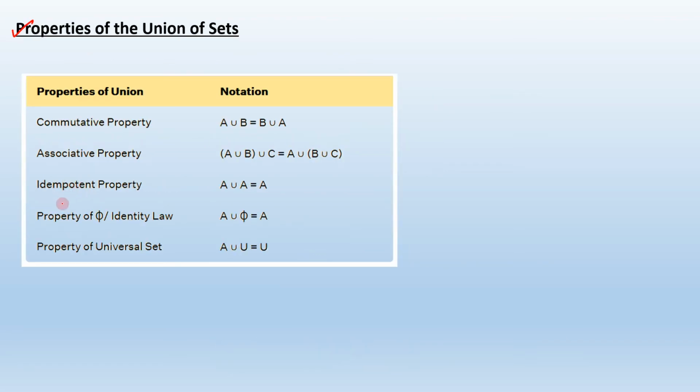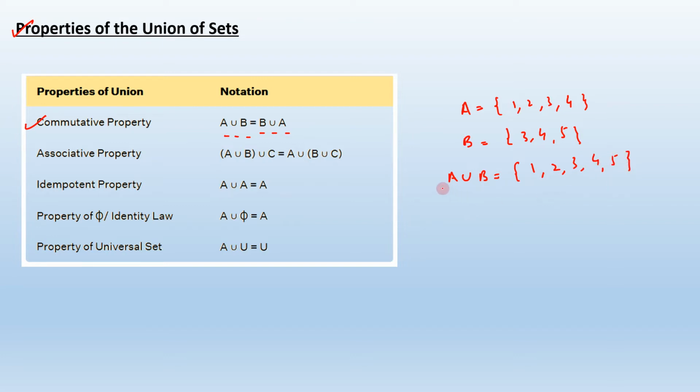So what are the properties? The first property is called commutative property, which states that A union B is equal to B union A. So to understand this property, let us take an example of set A having elements 1, 2, 3 and 4, and another set B having elements 3, 4 and 5. So now let's see what will be A union B. A union B will be having elements 1, 2, 3, 4 and 5.